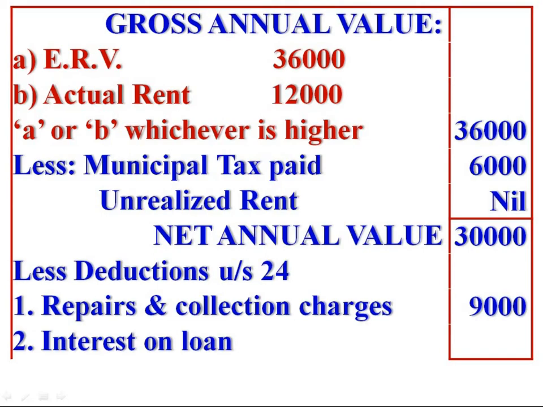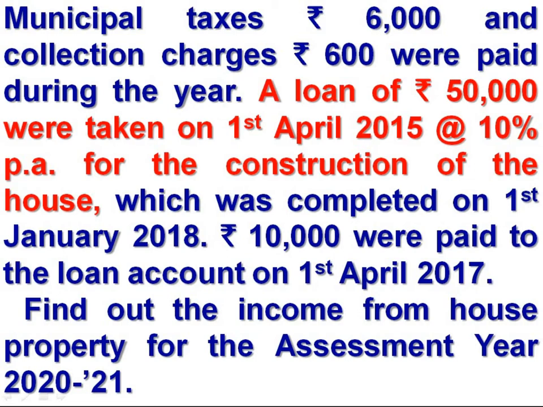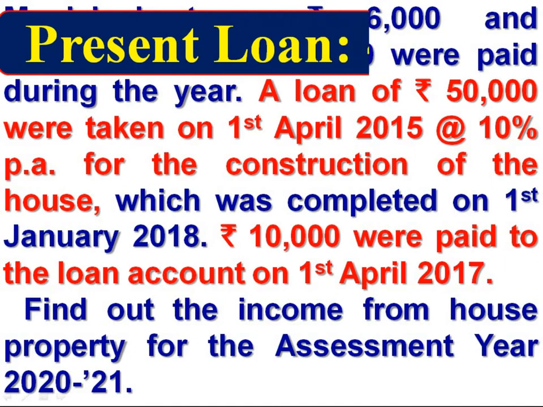In this problem, we are given the details of a loan. A loan of rupees 50,000 was taken on 1st April 2015 at 10% per annum for the construction of the house. Note the points. Amount of loan rupees 50,000. Date of taking loan 1st April 2015. Rupees 10,000 were paid to the loan account on 1st April 2017. On 1st April 2017, rupees 10,000 were repaid. Therefore, the present loan amount is rupees 40,000.